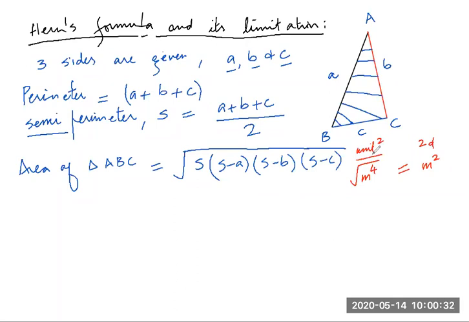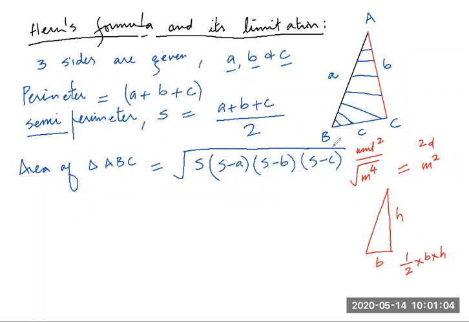Now this is a very simple formula. We can also find the area of the triangle by the other formula when the height of the triangle is given. Let's say this is the height and this is the base. Then we know the area of the triangle is half into base into height. But in Heron's formula's application, it's not necessary to have the height, but you must have all the three sides.